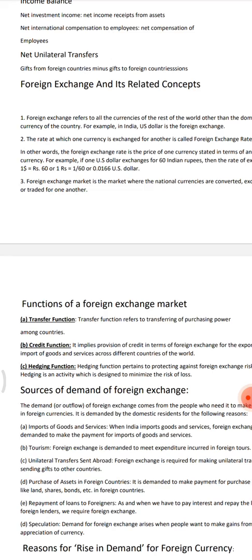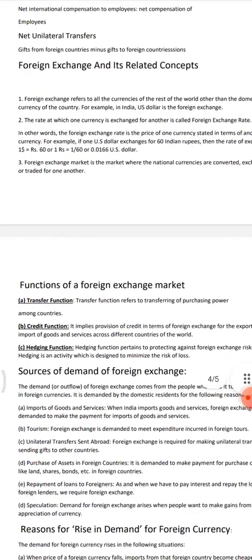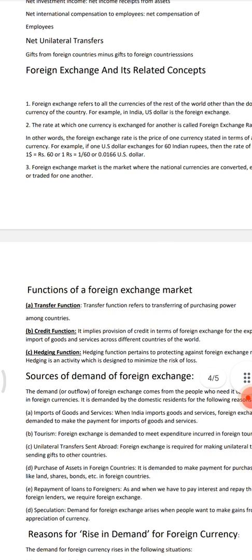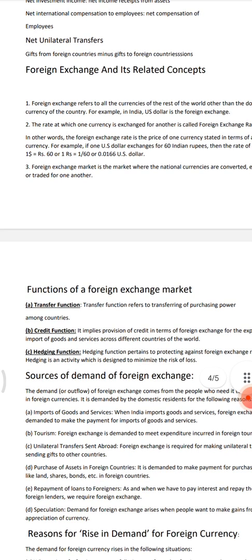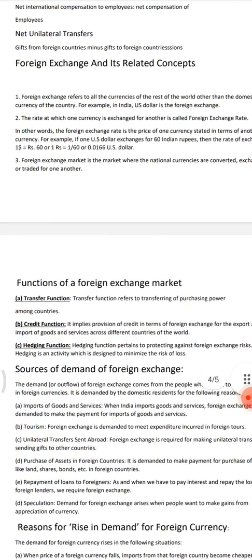The example is, if one US dollar is exchanged for 60 Indian rupees, then the exchange rate will be 0.0166 US dollar. So the formula is: $1 is equal to 60 rupees, but in terms of rupee, 1 rupee is equal to 1 by 60, that is 0.0166 US dollars. This is the exchange rate of the Indian currency.